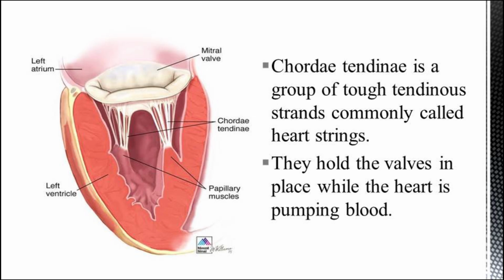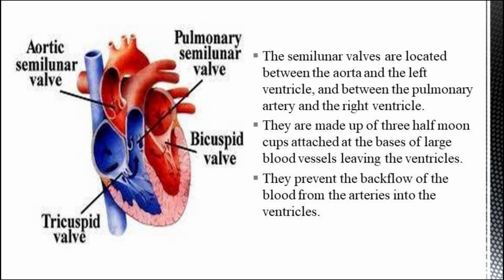Chordae tendineae is a group of tough tendinous strands commonly called heartstrings, holding the valve in place while the heart is pumping blood. The semilunar valves are located between the aorta and the left ventricle and between the pulmonary artery and the right ventricle. They are made up of 3 half-moon cups attached at the bases of these large blood vessels leaving the ventricles. They prevent the backflow of blood from the arteries into the ventricles.